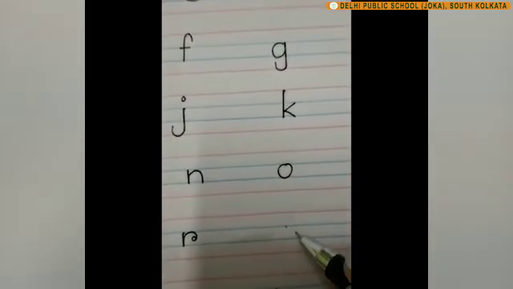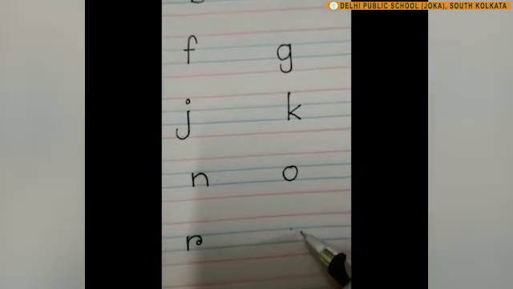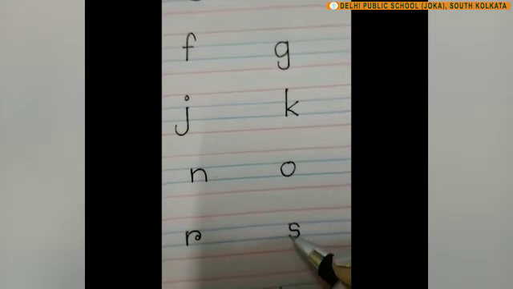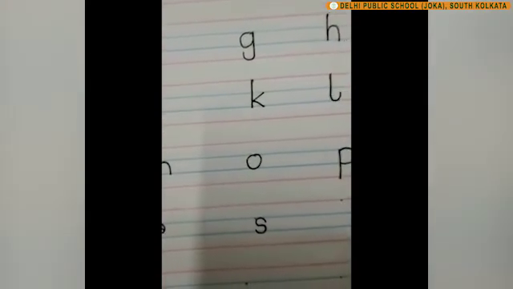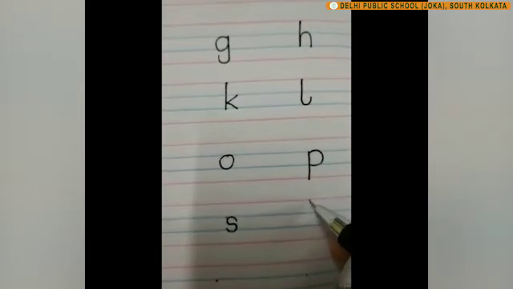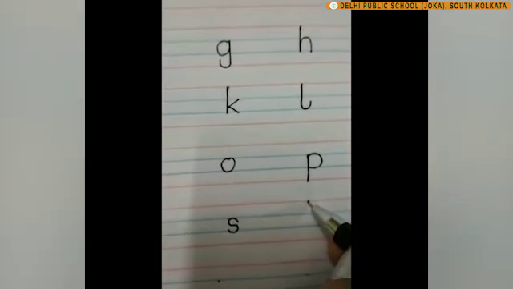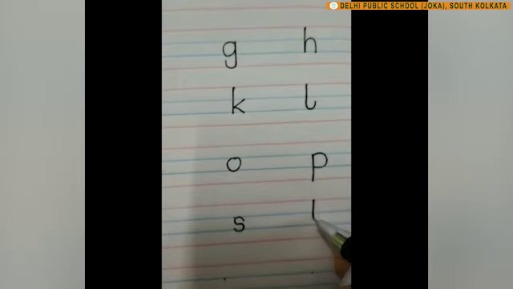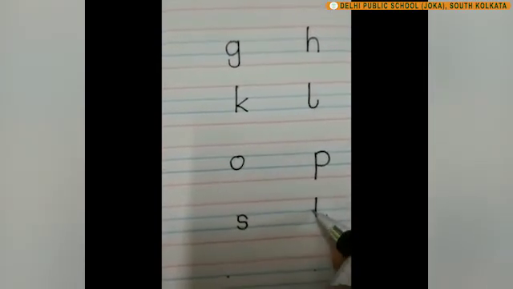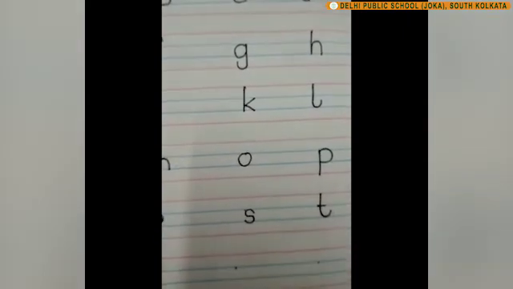Then comes S. Within the blue lines, make a curve like this and another curve like this to form S. Then comes T. Start from the red line, a standing line down till the blue, and make a curve like this, and a short slipping line, T.